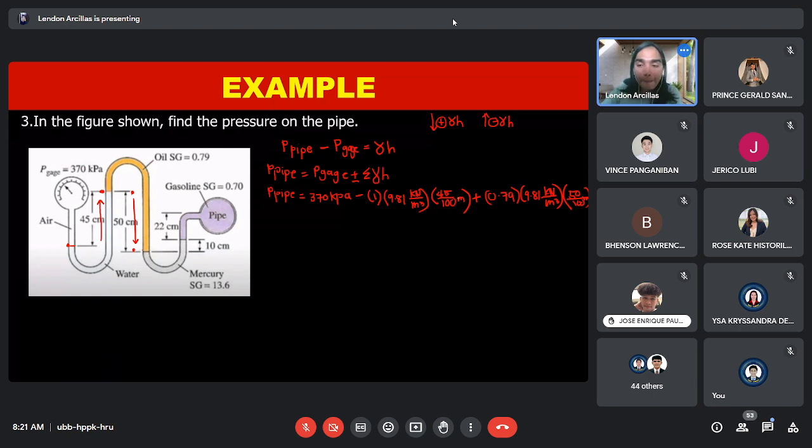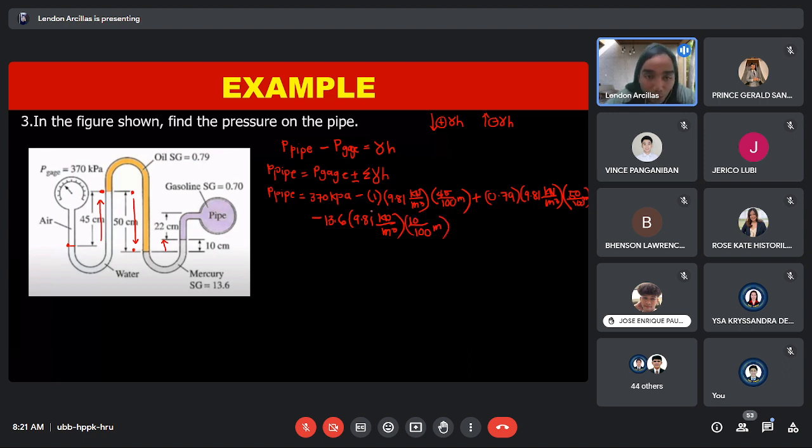Okay, next. From the starting point here of mercury to the last point of mercury, we go up. Tama? So we subtract ulit. The specific weight of mercury is the SG of mercury, 13.6 times the specific weight of water, 9.81 kilonewton per cubic meter. What is their difference? That is 10 centimeter, which is 10 divided by 100 para magiging meter.